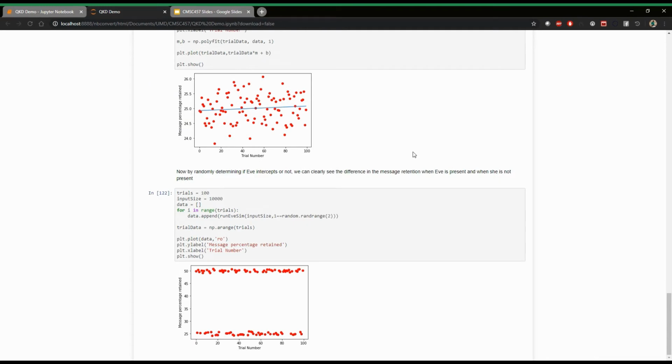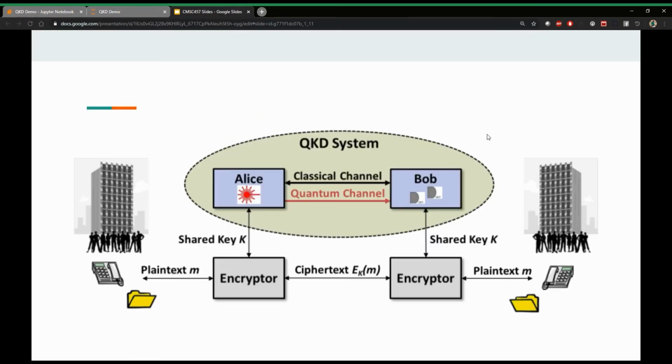To prove that there is a clear distinction between this, I decided to include a trial where Eve would randomly decide to listen in and eavesdrop. Therefore, it is very clear to see that there is someone intercepting based on the infographic shown at the bottom. And just a general overview, this is a general graphic of how this all would flow.